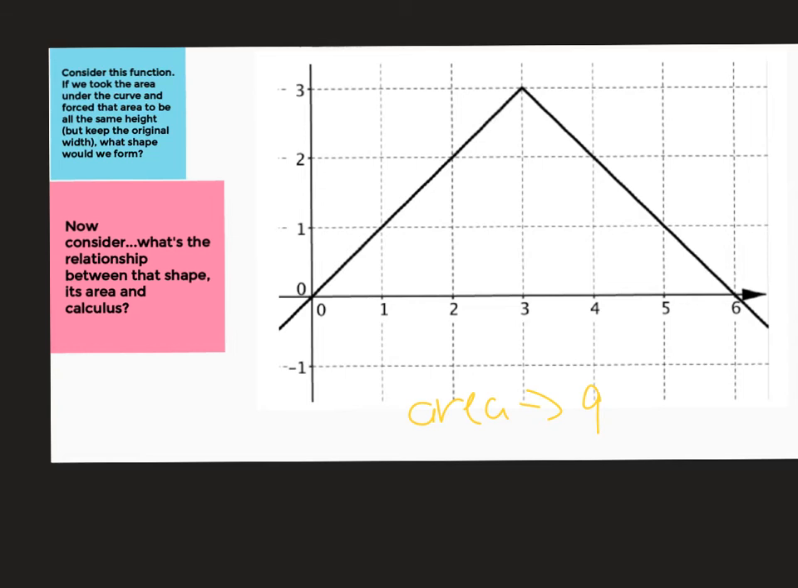And if we forced that area to all be the same height, so I'm going to say keep the same width, but the same height. So what height would I need? So 6 times what is 9? Well, that's 3/2, so that's like 1.5. So that's going to form a rectangle.